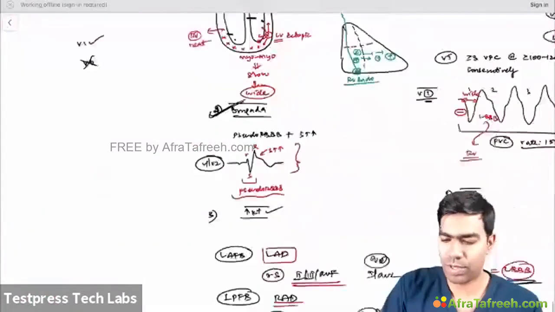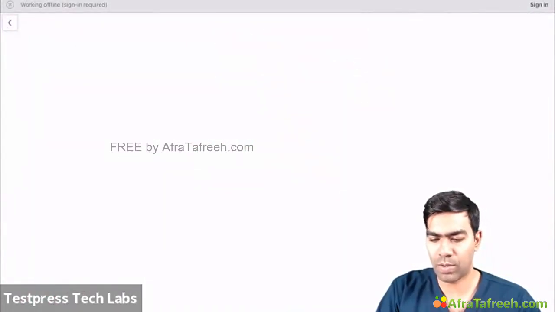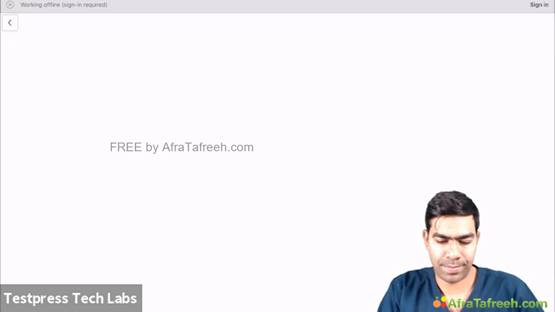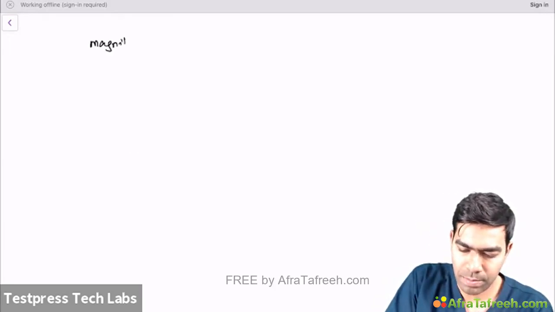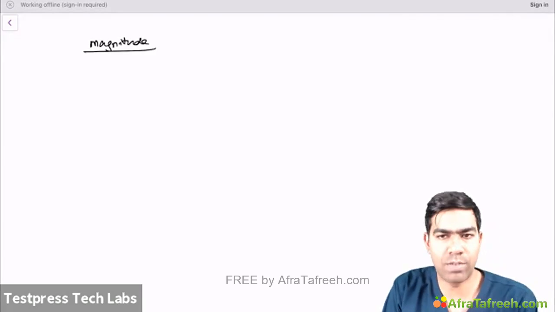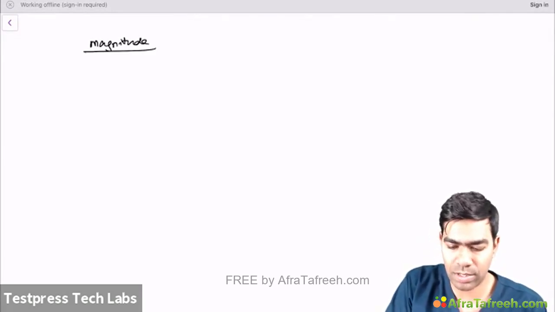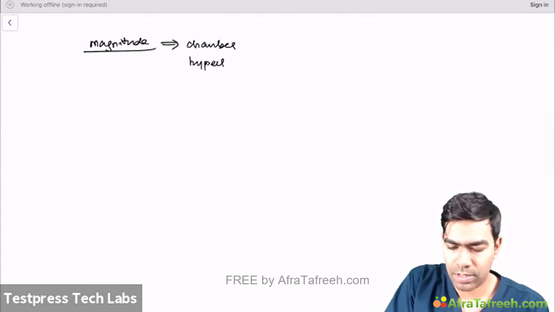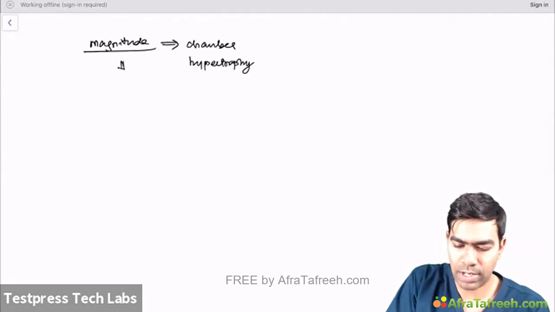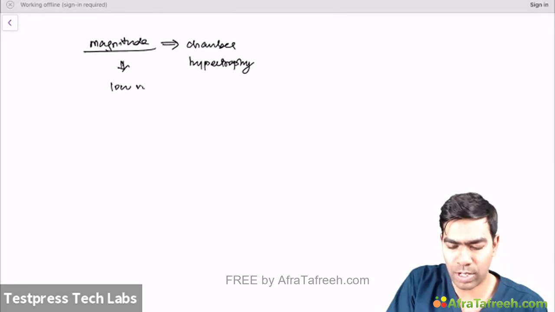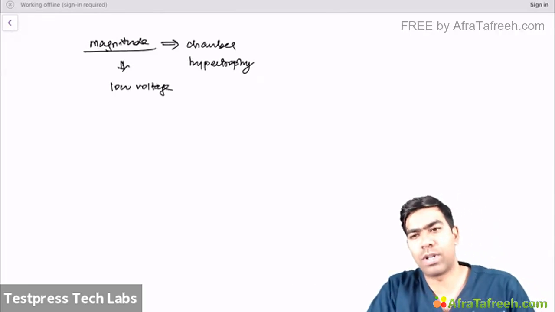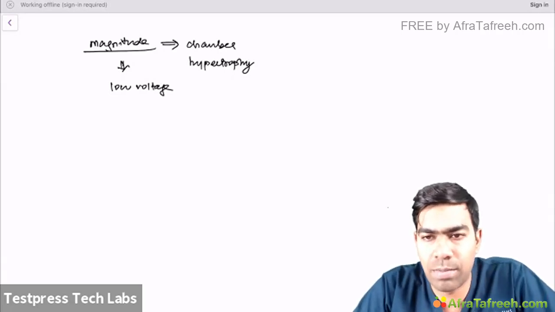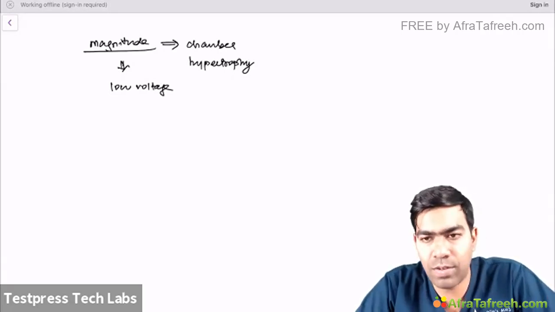So how will you find out what is the abnormal height? Now in the QRS complex, let us start with the magnitude. Through the magnitude, I have two different definitions. One is chamber hypertrophy, and second, low voltage complexes. Both are there, and you need to know the cause of both. What are the causes of low voltage complexes, and what are the conditions that produce chamber hypertrophy? Or in fact, how will you find out a chamber hypertrophy?